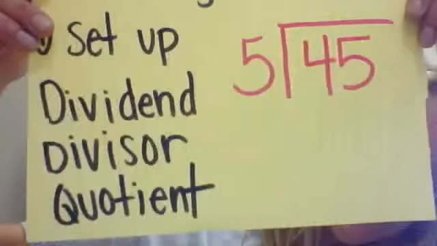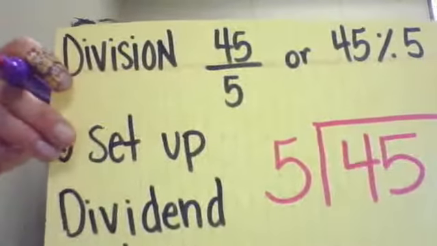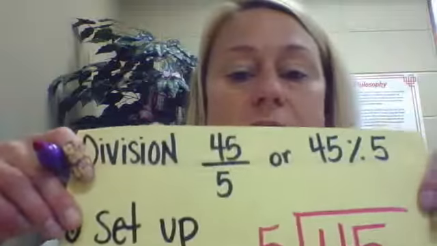It'll always be set up this way. So just remember that the numerator is always going to be the dividend, and the denominator is always going to be the divisor. So I'm just going to write that here so you can see those vocabulary words. Sorry, I'm not the quickest.